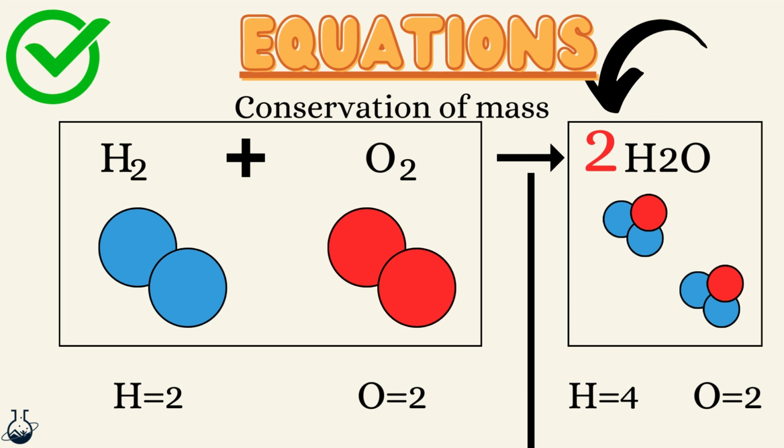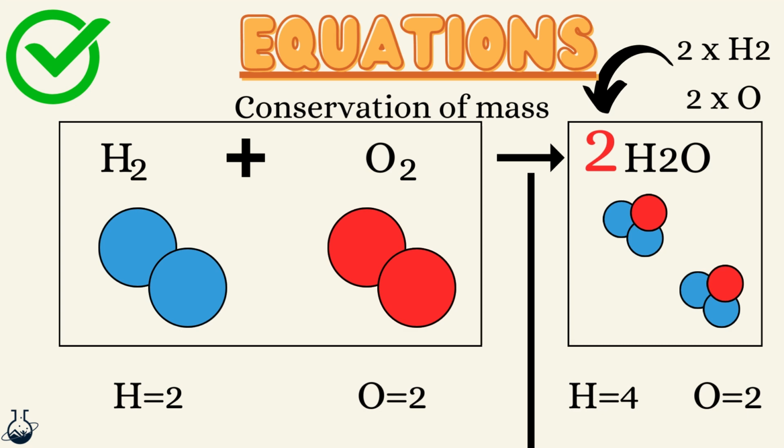You should never add little numbers at the end of formulae. This 2 at the front indicates that there are 2 of everything that comes after it. So 2 lots of H2, which now gives me 4 hydrogens and 2 lots of oxygen. After a recount, my oxygens are now balanced.